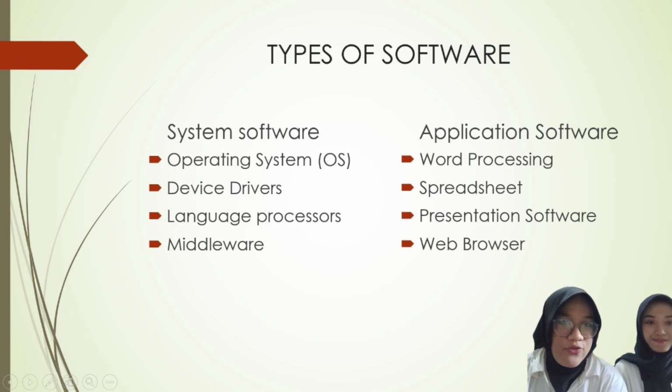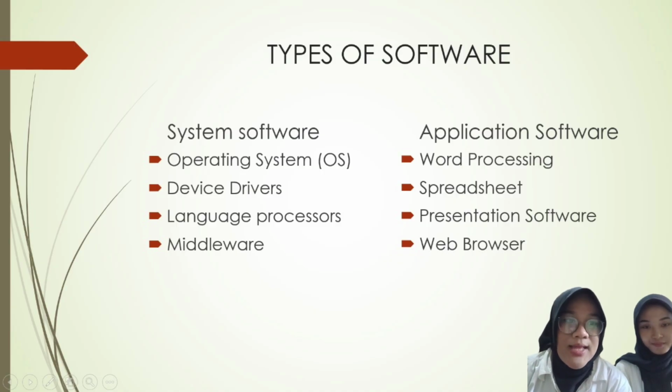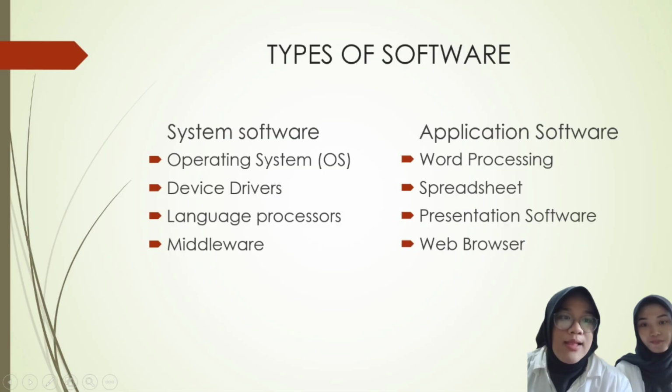Second, application software. Word processing, software for creating and editing text-based documents. Spreadsheet, software for organizing and manipulating data in tables like Microsoft Excel. Presentation software, software for creating presentations with slides like Microsoft PowerPoint. Web browsers, software for accessing and displaying web pages like Google Chrome or Firefox.